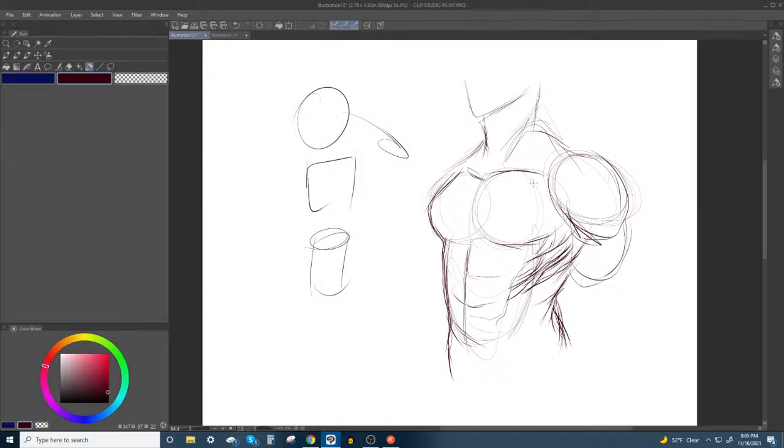Okay, so I'm gonna make the arms like this. Actually, we don't even see this whole arm right here.